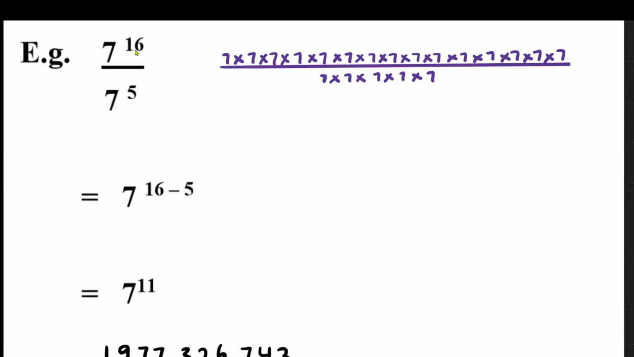7 to the power 16 means 7 multiplied by itself 16 times, divided by 7 to the power 5, which is 7 multiplied by itself 5 times. Here, if we were to write it out, the 7s would cancel. All the 7s in the denominator will cancel with 5 7s in the numerator. Here we remain with 11 7s, or 7 by itself 11 times, which is what we got when we applied the law.